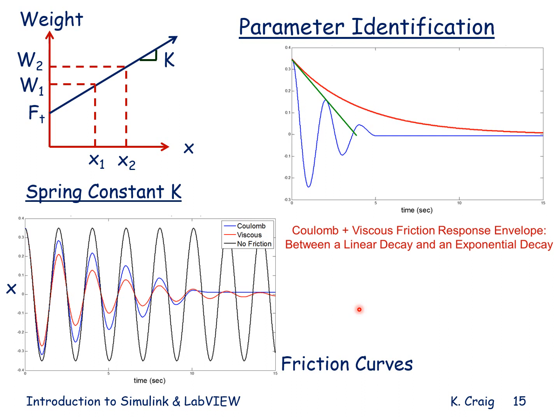To determine the spring constant, I would take the spring and do 2 static tests with the spring. I would apply a known weight W1 to the spring and measure its displacement, its stretch. I would apply a second weight to it, W2, and I would measure its displacement or stretch. I would plot these 2 data points on a graph, as I show here, and assuming linear behavior, draw a straight line through those 2 points.